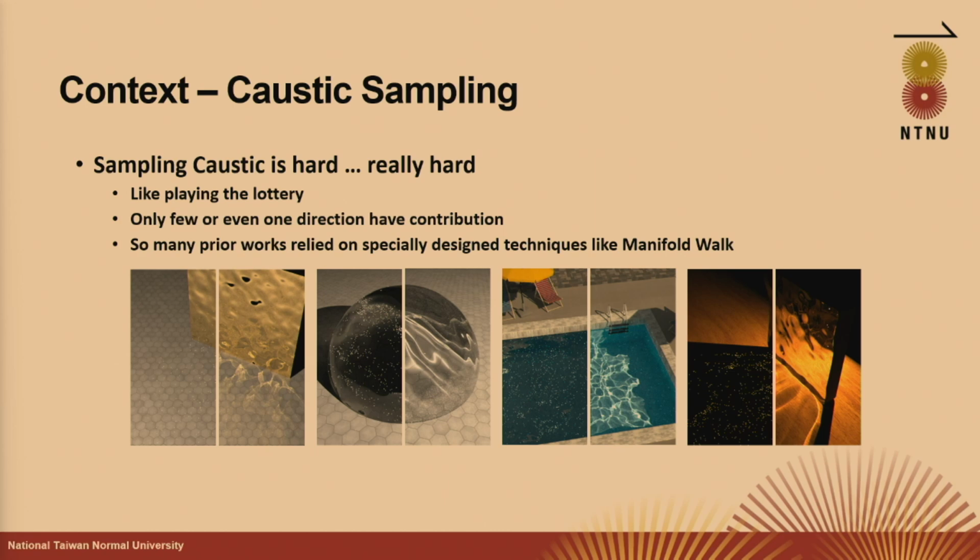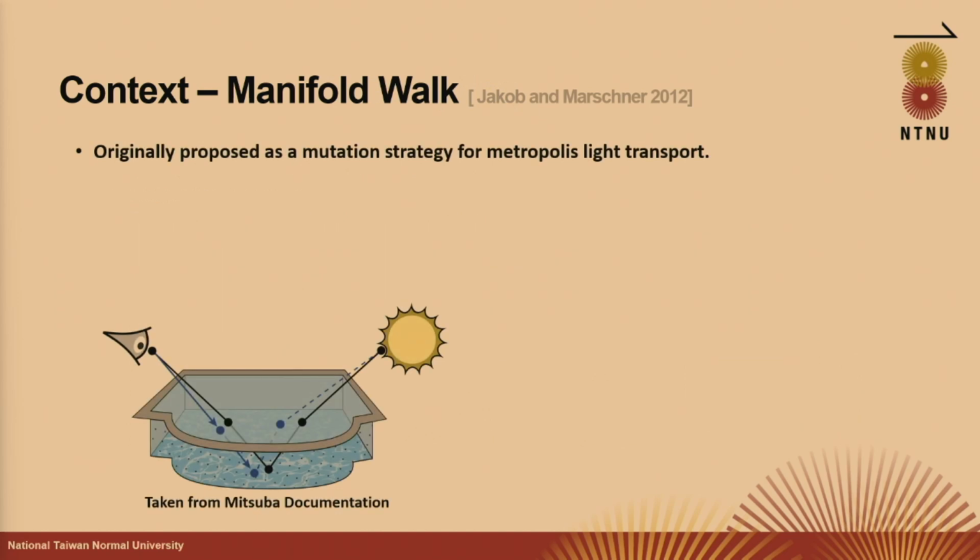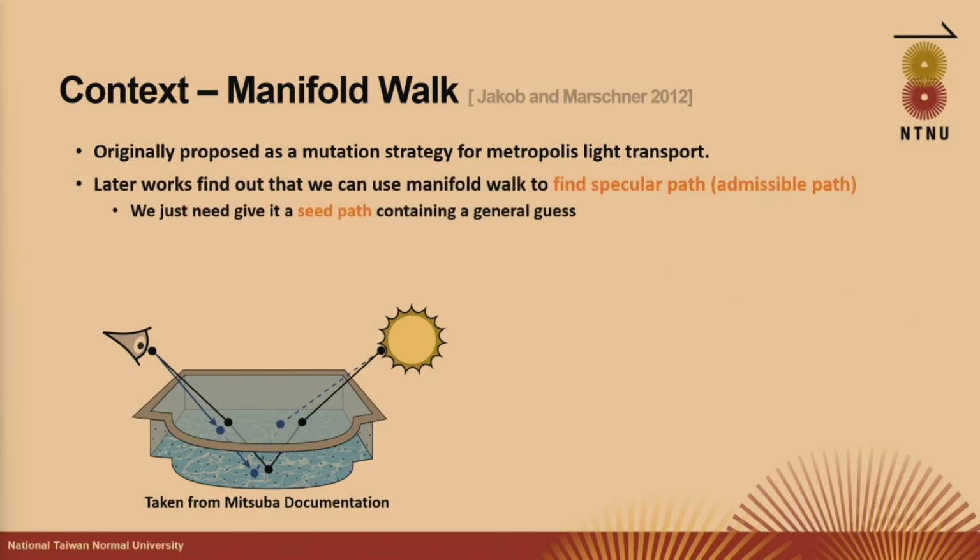So many prior works rely on specially designed techniques like manifold walk. Now let's talk about what manifold walk is. It was originally proposed as a mutation strategy for Metropolis light transport. But later works found out that we can actually use manifold walk to find new valid specular paths, which we will call admissible paths later on. All we need to do is give the manifold walk process a C path, which contains a general guess to where these specular interactions are. And the manifold walk process will find their exact location for us.